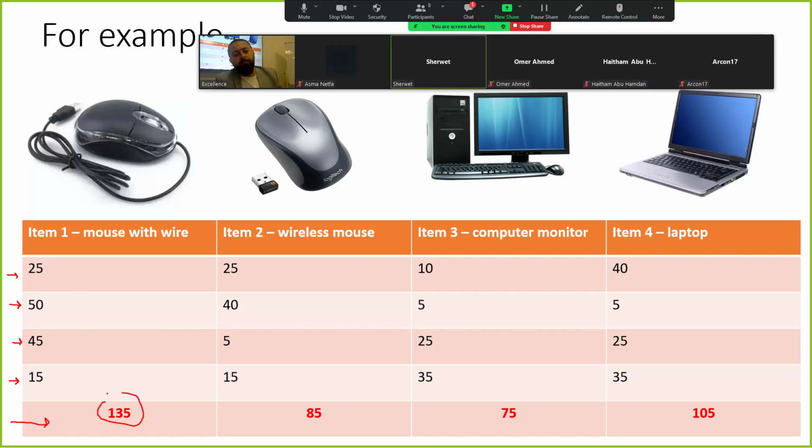For the first person, they said that the mouse with wire is 25, the wireless mouse is 25, the computer monitor is worth 10, and the laptop is worth 40. The second person said that the first item is 50, then 40, then 5, then 5. So they put fewer points on the last 2 items, which they don't think are that important, but they think that the mouse with wire is the most important. Then row 3 shows the same, and row 4 shows the same.